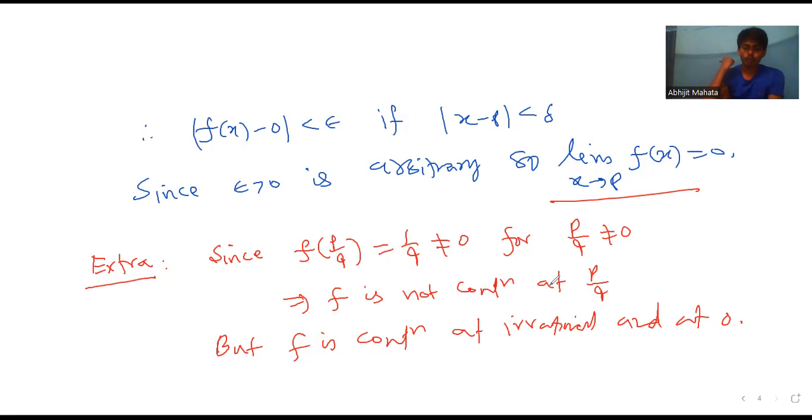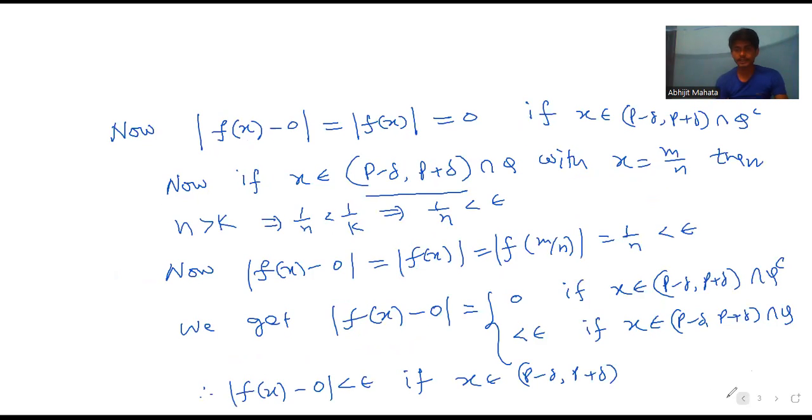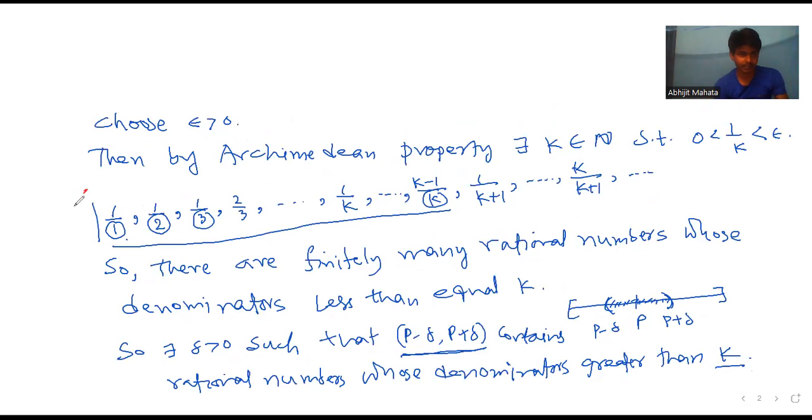Okay, now see one thing in this problem. Basically we have used only this logic, nothing else, that there are finitely many rational numbers with denominator less than k. The rest of the work is very easy, you can do it by yourself.